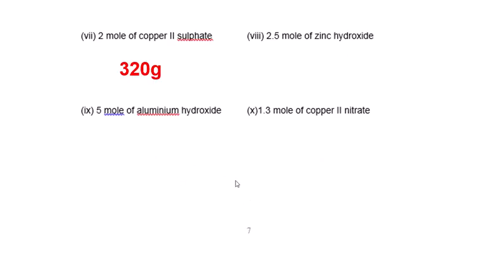Copper sulfate, so formula should be CuSO4, so check your formula first of all. And then 1 mole works out to be 160, so 2 is 320. Zinc hydroxide, we saw back in the previous page, was 99, so 2.5 times 99, 247.5. Aluminium hydroxide, now the formula for it will work out Al(OH)3, so work out the mass then times by 5, so 390. And 1.3 of copper nitrate, now copper 2 nitrate would be copper Cu, nitrate NO3, and we'll have to bracket that, multiply by 2, so the formula will be Cu(NO3)2, and 1.3 mole of it works out at 244.4.